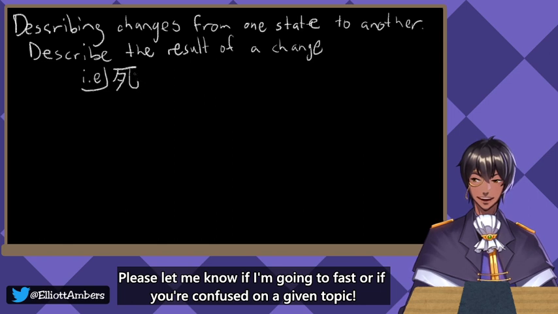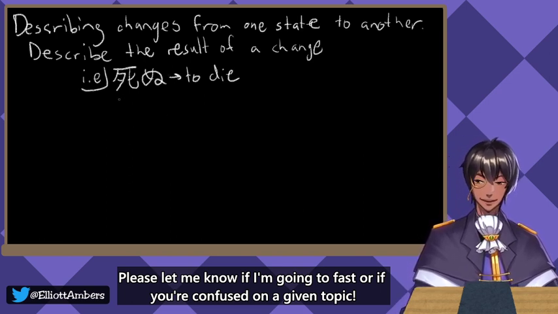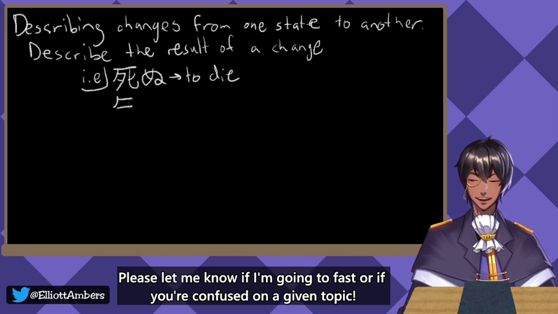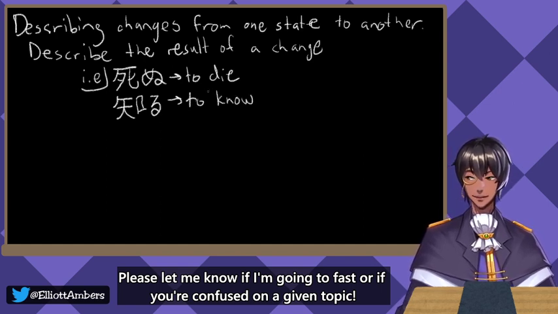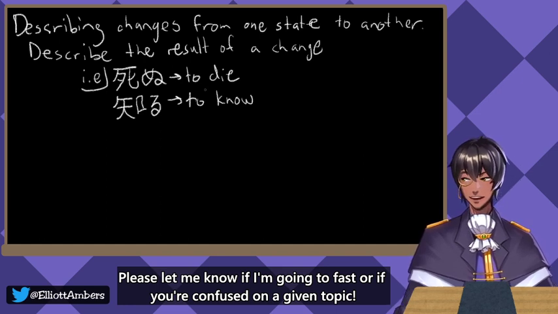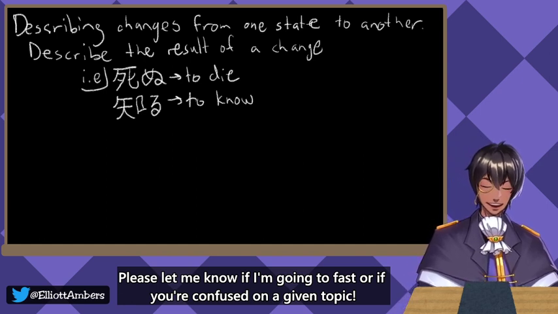If someone passes away, 死ぬ to die, that's an instantaneous thing. You're either alive or you're not alive. Or if you know something, like I said earlier, this is to know. So these aren't things that happen over time. It's binary. It's one or the other. It happens or it doesn't happen.